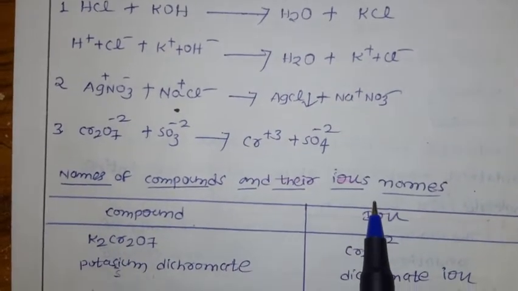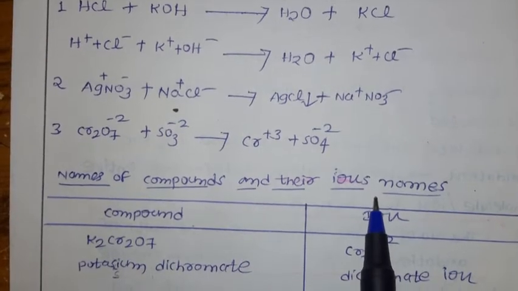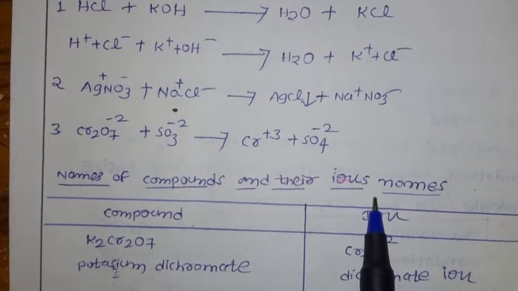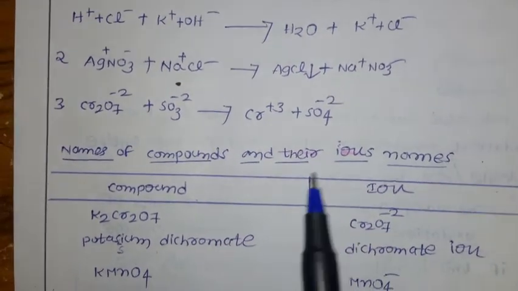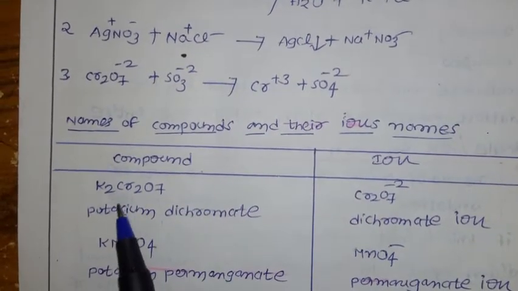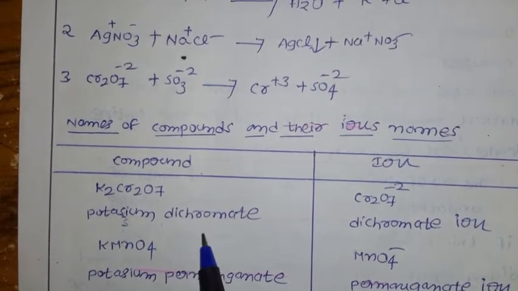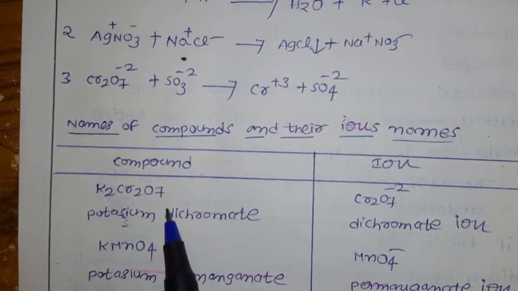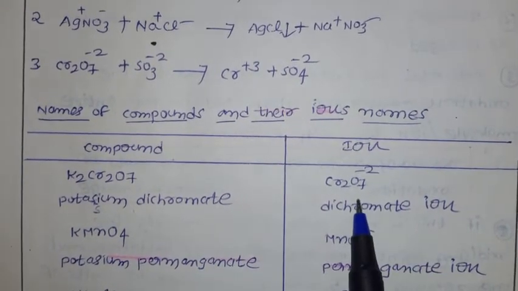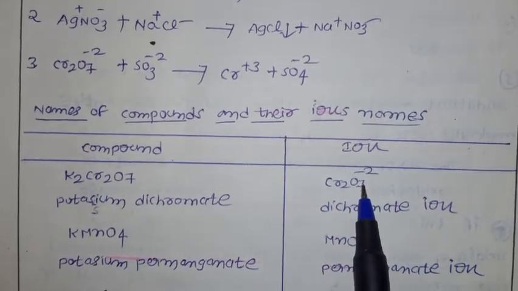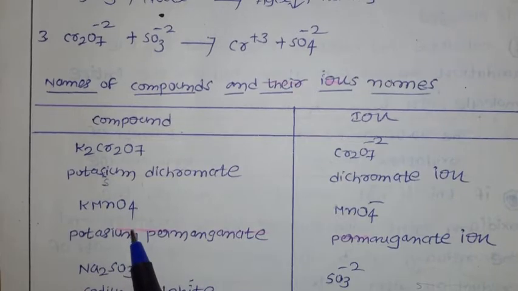Now here we have the names of some compounds and their ions. Why? Because before balancing the equation, you should know the formula of each compound or ion. Here we have a few compounds and their ion names. If the compound name is potassium dichromate, the formula is K2Cr2O7. The dichromate ion has the formula Cr2O7 2-.